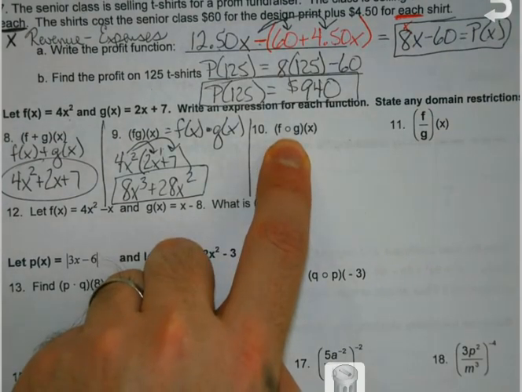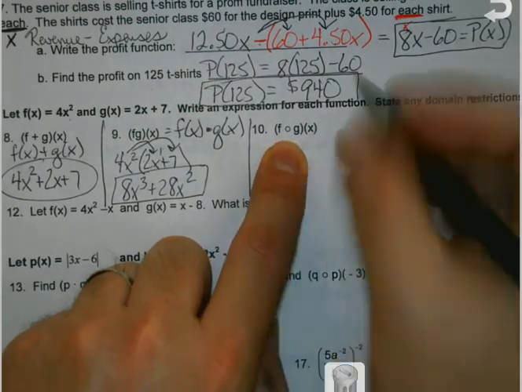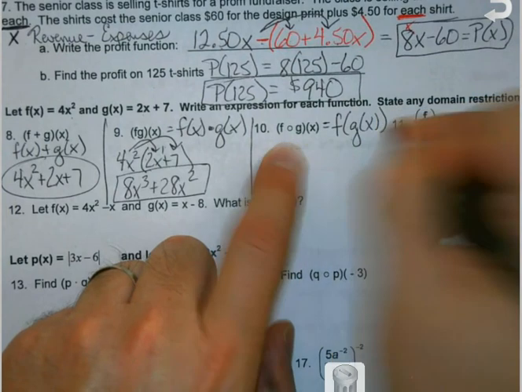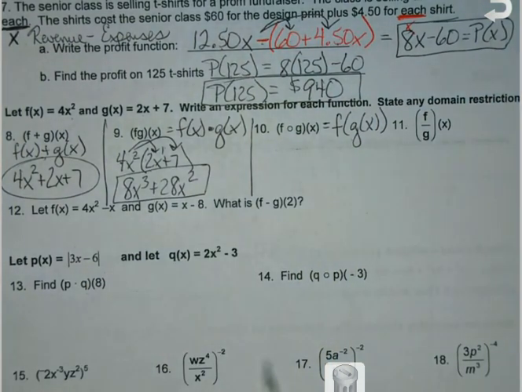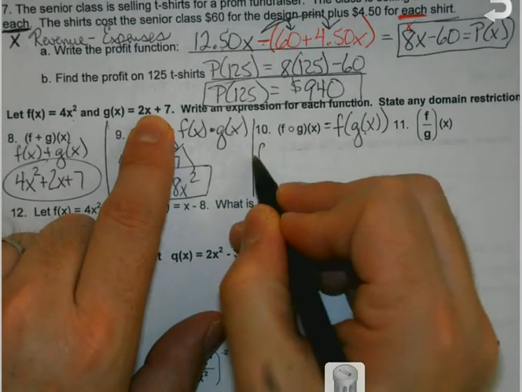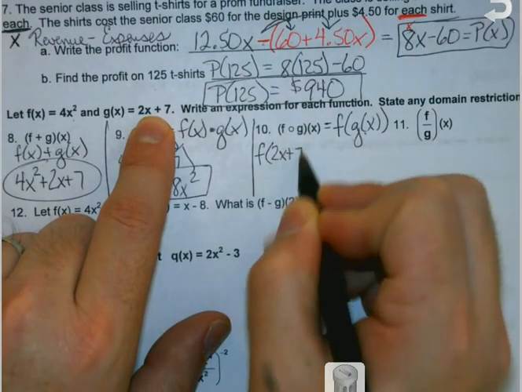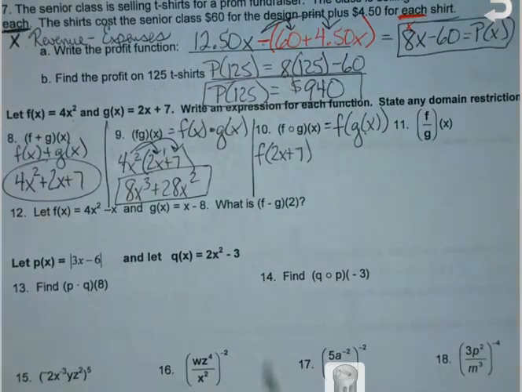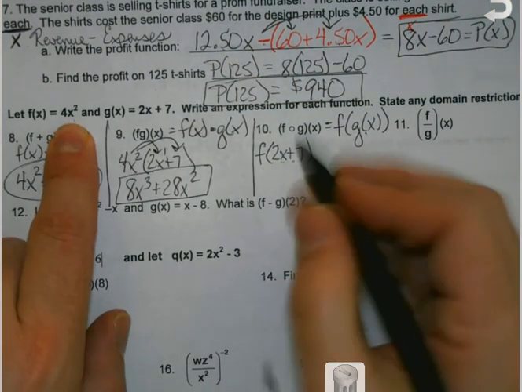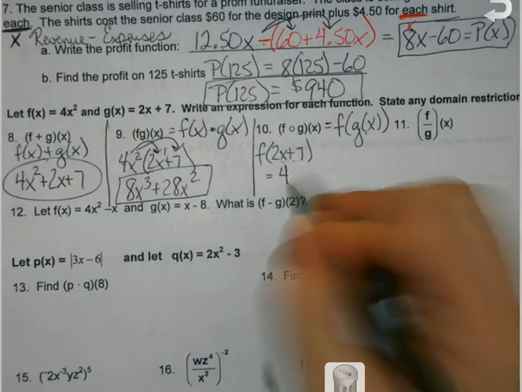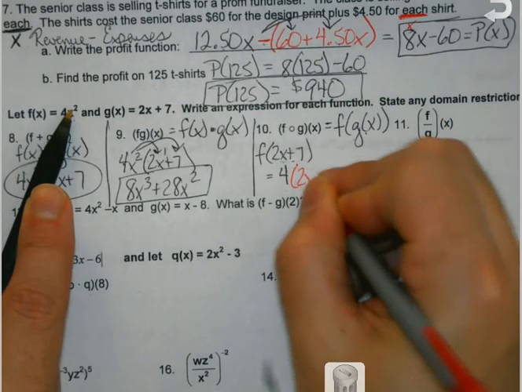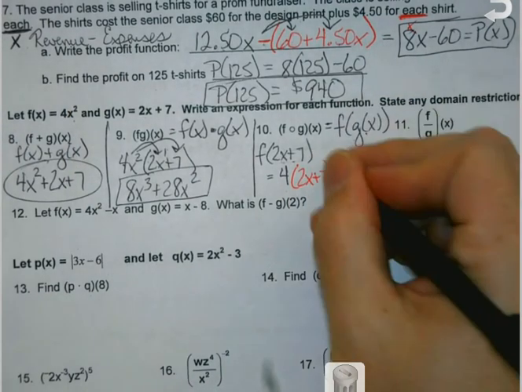But when we get the open circle in the middle, f of g of x, again, whatever comes second is what we're plugging in. So g of x is this, so I want to find f of 2x plus 7. In other words, plug 2x plus 7 in where the x is here. So 4 times, I'm taking the x out and replacing it with this: 2x plus 7 squared.